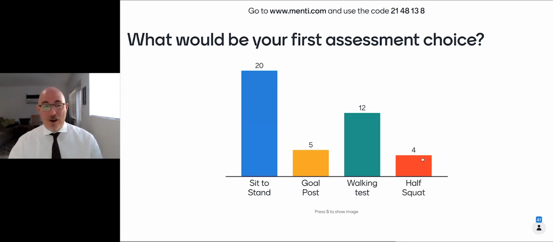All right, that looks great. 40 in, we think sit to stand being number 1. The walking assessment number 2, and then half squat and goalpost are sort of the same lower level. So let's go to the next slide and see what we found.